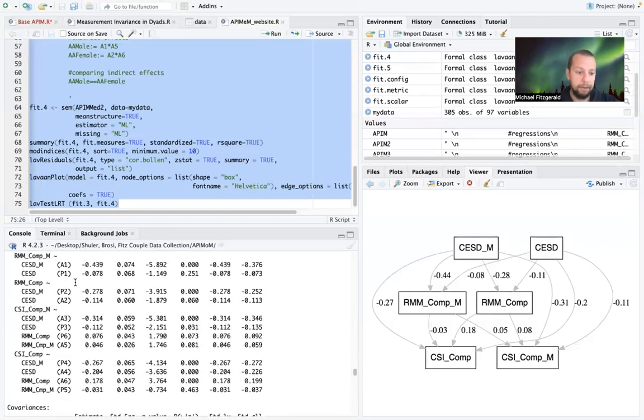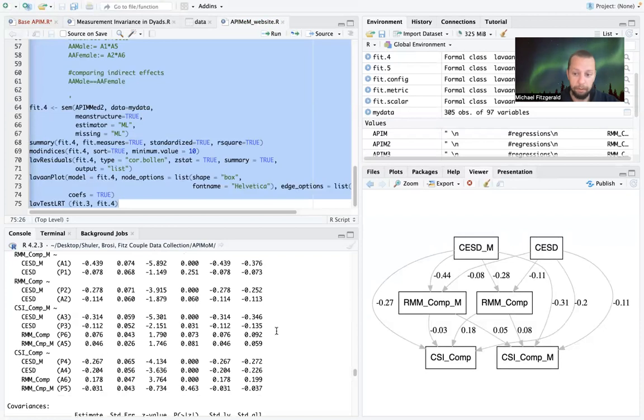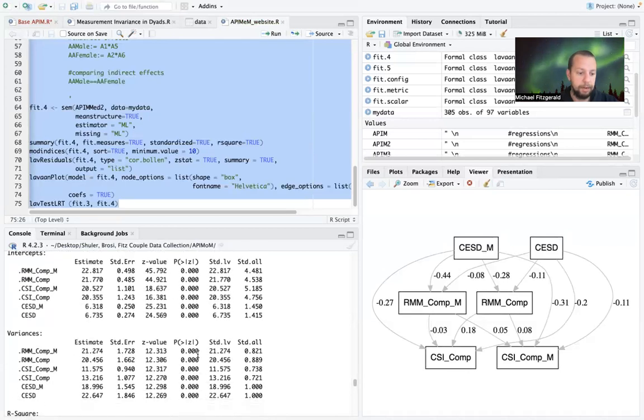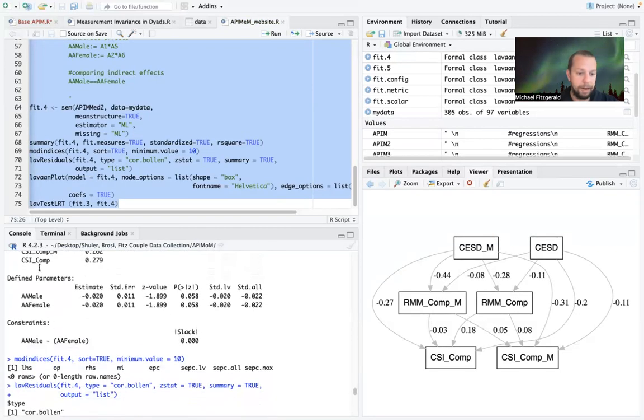And so everything else here will be largely the same. We can see our graphical output, and we can scroll down to look at our defined parameters. We can see that this is our indirect effect for male and female, and that now it's negative 0.022, and it is not significant.